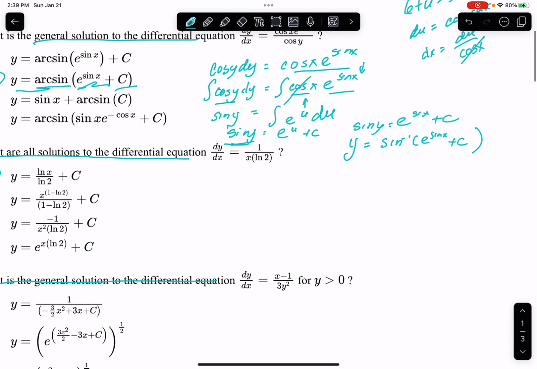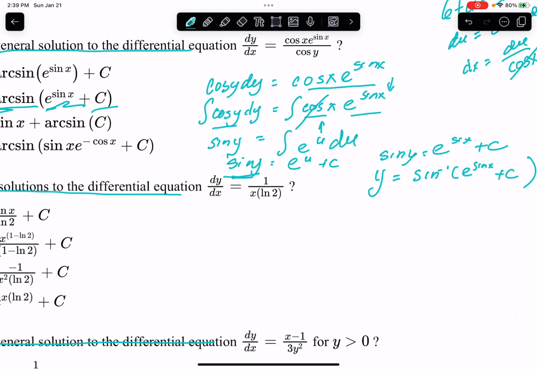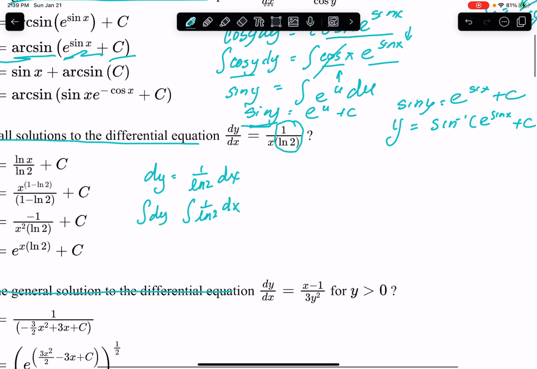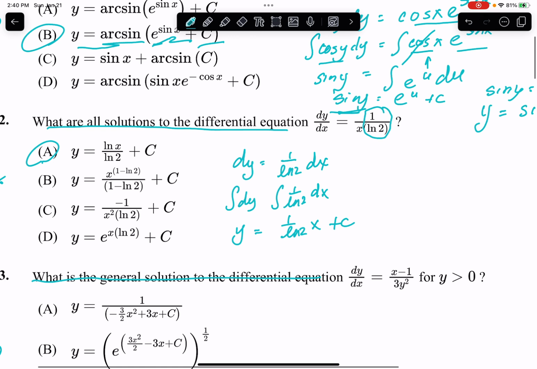For number 2, all right, we can, let's see, this is a number. So we just end up having dy here. And we have 1 over ln 2 dx. So integrate that, dy, integrate 1 over ln 2 dx, and we get y is equal to 1 over ln 2 x plus c. So what do we have there? This is what we have.